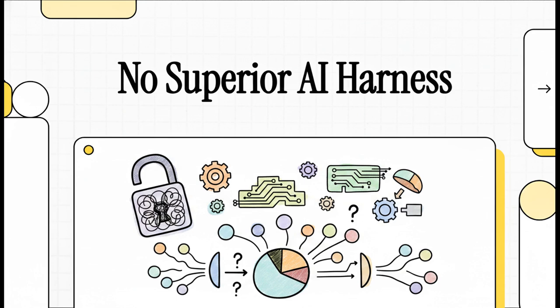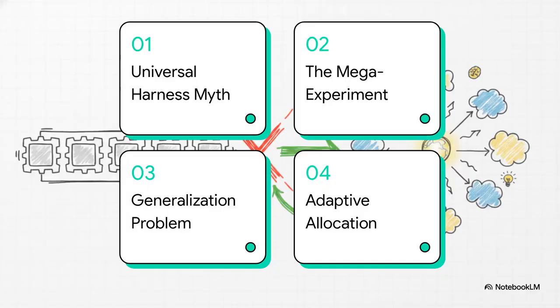Well, a massive new piece of computer science research set out to answer exactly that question. And honestly, their findings are going to completely upend how we think about automating AI discovery. Okay, let's dive into this.